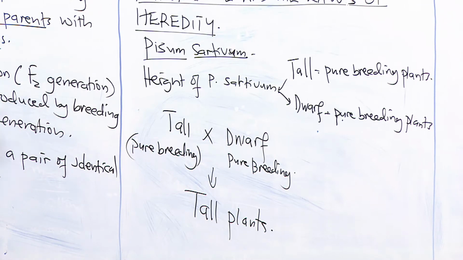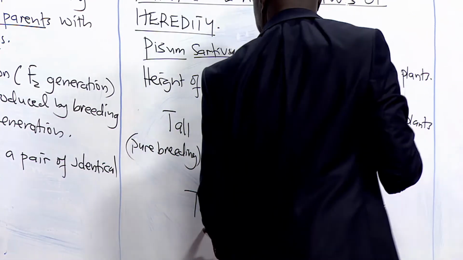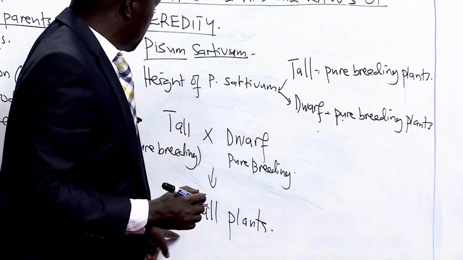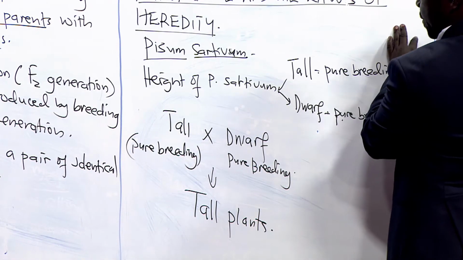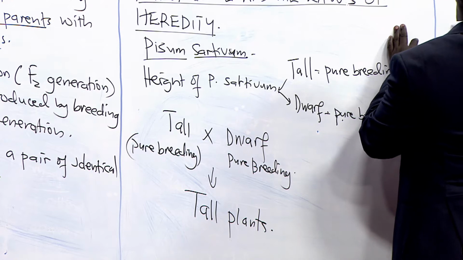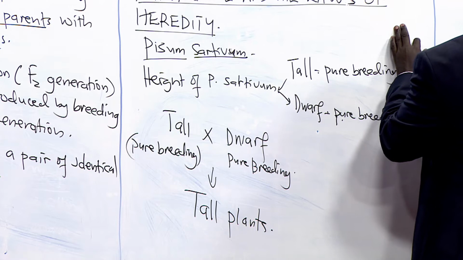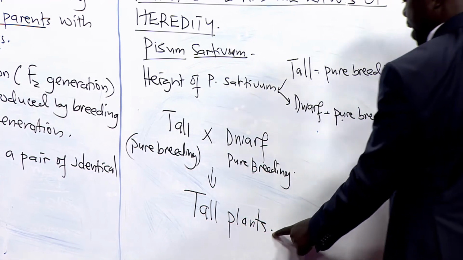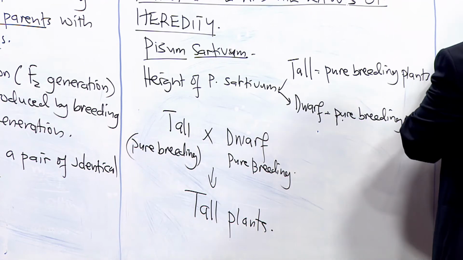He said, fine, this is what I am going to do. Then he self-pollinated these plants, the products he had got. So he said, okay, if a tall plant is self-pollinated with another tall one, for the second generation, these are the second generation tall plants.